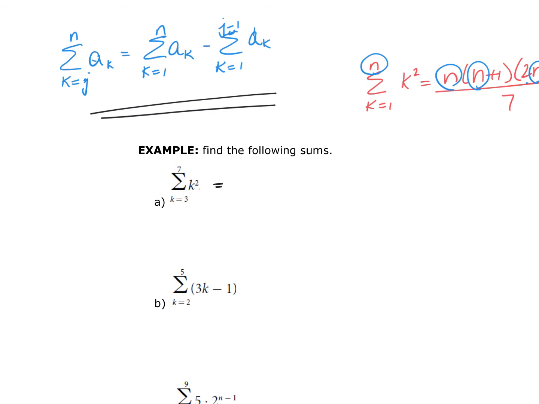We start out with k equals 3, so it'll be 3 squared plus 4 squared plus 5 squared plus 6 squared plus 7 squared, because this tells me to stop at 7 and start at 3. And after that's a calculator exercise, so I'll let you do that.